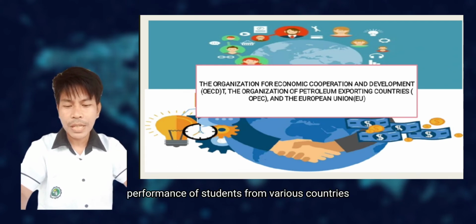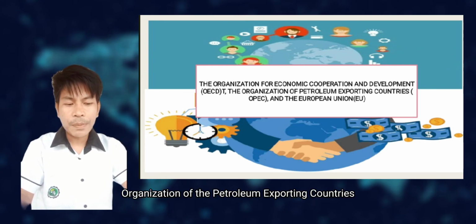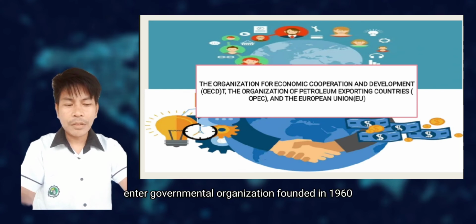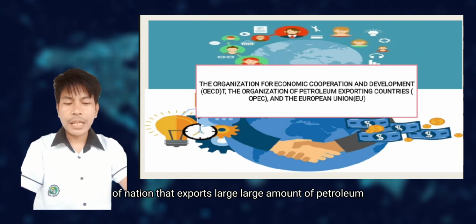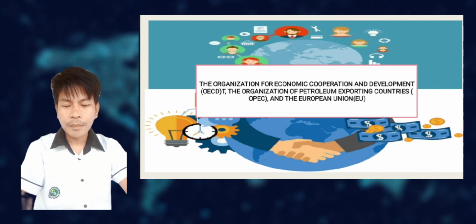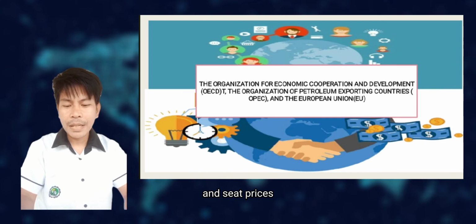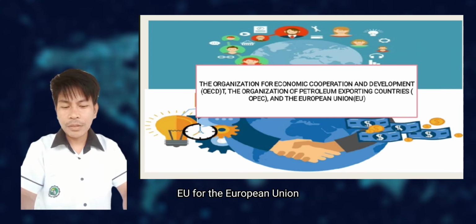While OPEC, the Organization of the Petroleum Exporting Countries, is a permanent intergovernmental organization founded in 1960 of nations that export large amounts of petroleum, formed to establish oil exporting policies and set prices, it is an example of an international cartel. Next, the EU, or the European Union.